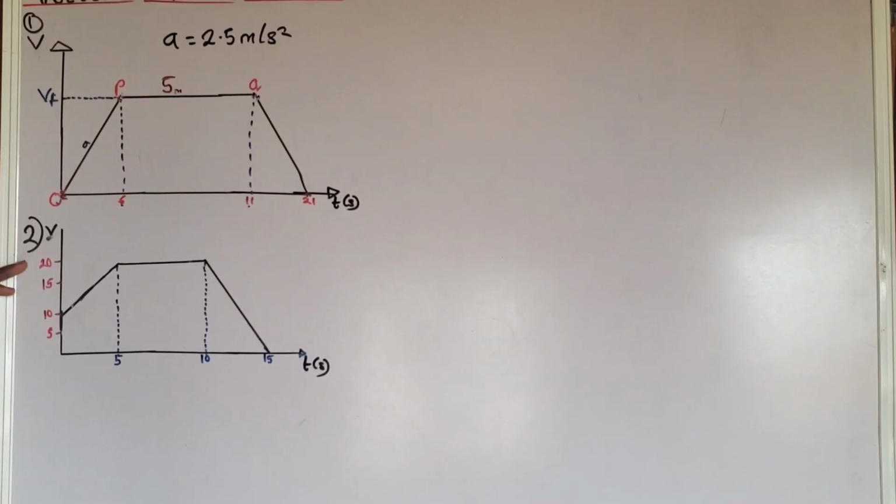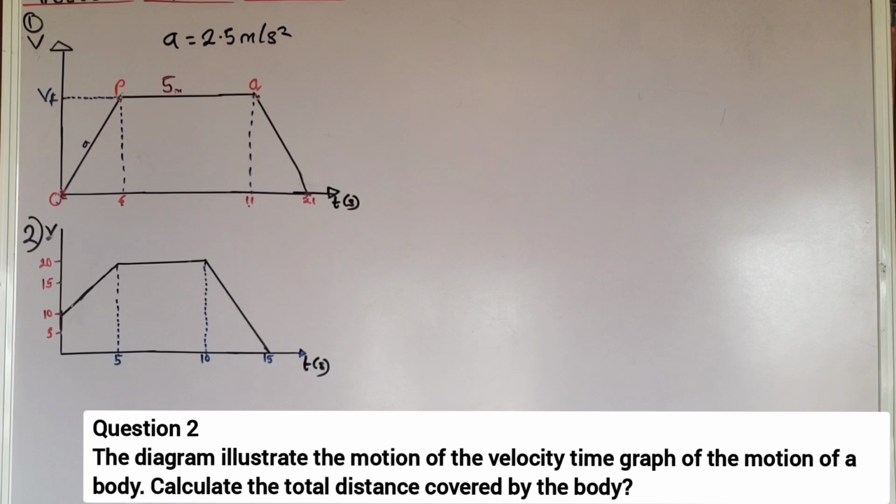Okay, let's look at question number 2. The diagram illustrates the velocity time graph of the motion of a body. We are asked to calculate the total distance covered by the body. Okay, now look at this velocity time graph. On this velocity time graph, the total distance is the same thing as the area of the graph. Don't forget, okay? When you talk about the distance on the velocity time graph, the total area of the graph gives the distance. You understand?